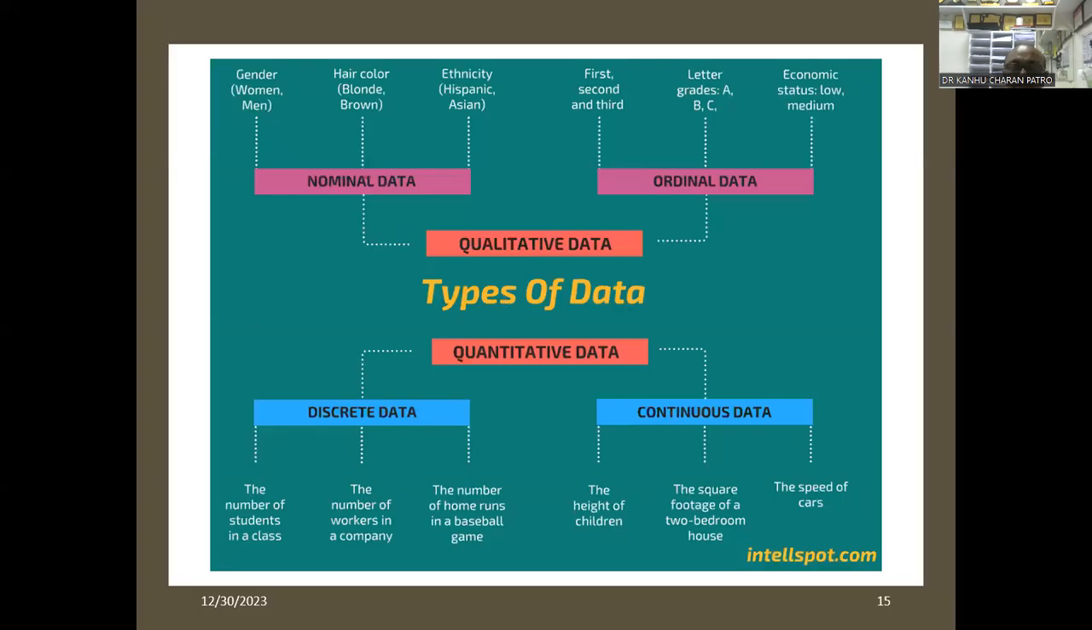So let's again revise the things. Quantitative data. Quantitative data may be discrete or continuous. Discrete is a single number, like the number of students in the class, number of workers in the company, number of runs in the baseball game.